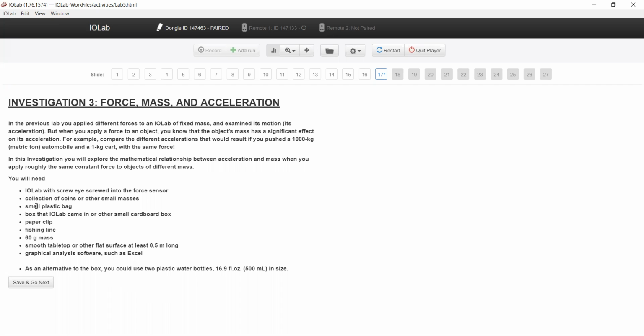So we'll need different masses in this one. Okay, for the bus, we can use a water bottle. This says 500 milliliter in size. Okay, two plastic water bottles. So we have to get these things.